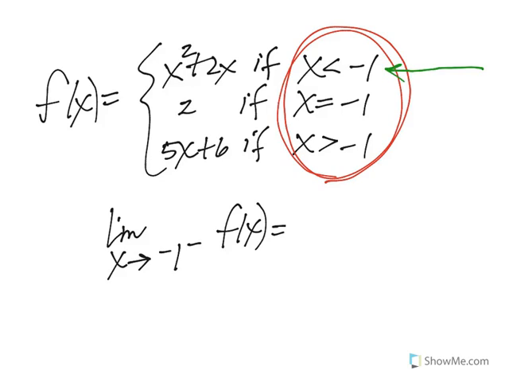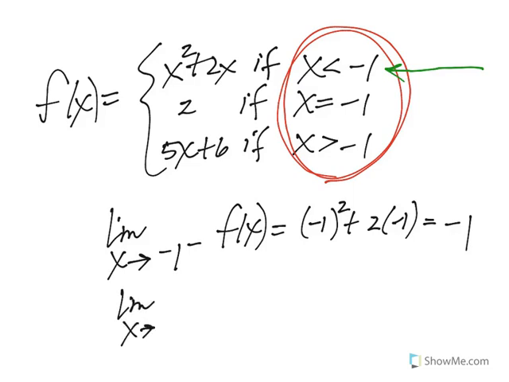And again, the first thing you do to evaluate a limit is take negative 1 and plug it directly in there. It gives me negative 1 squared plus 2 times negative 1. That is 1 take away 2. The answer is negative 1.